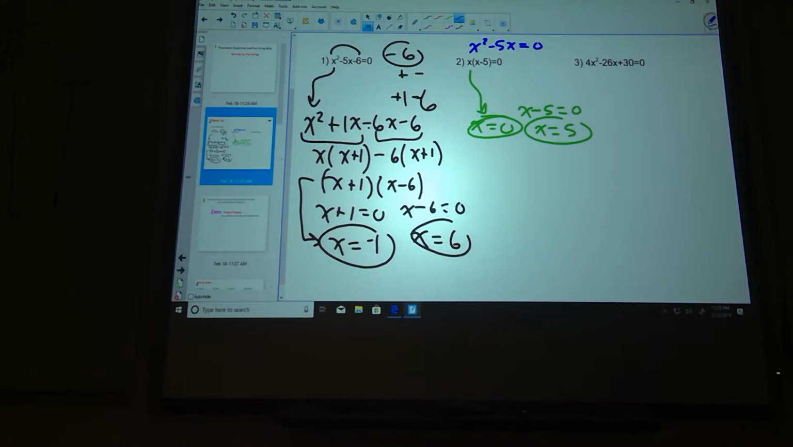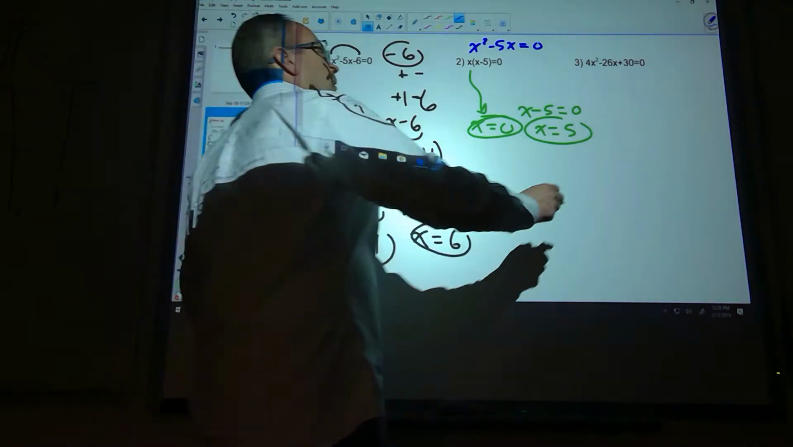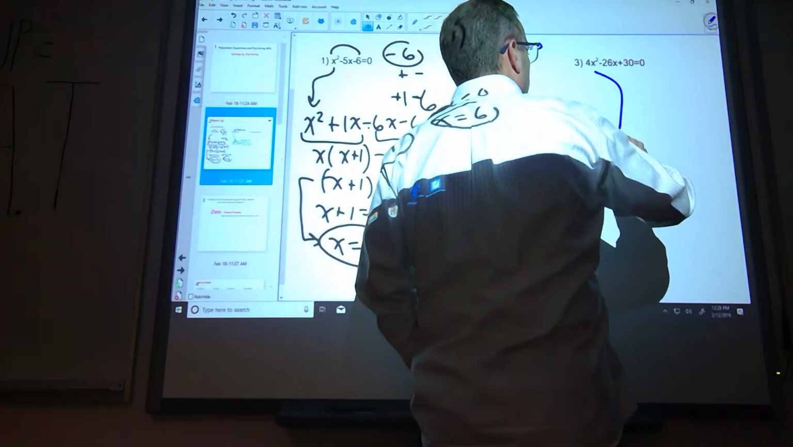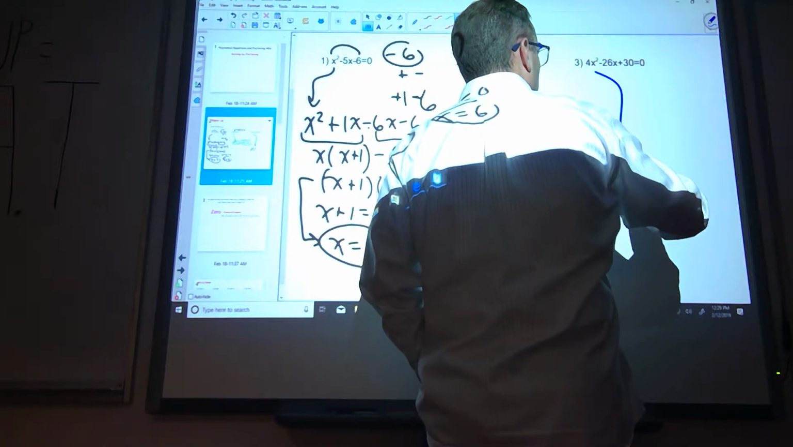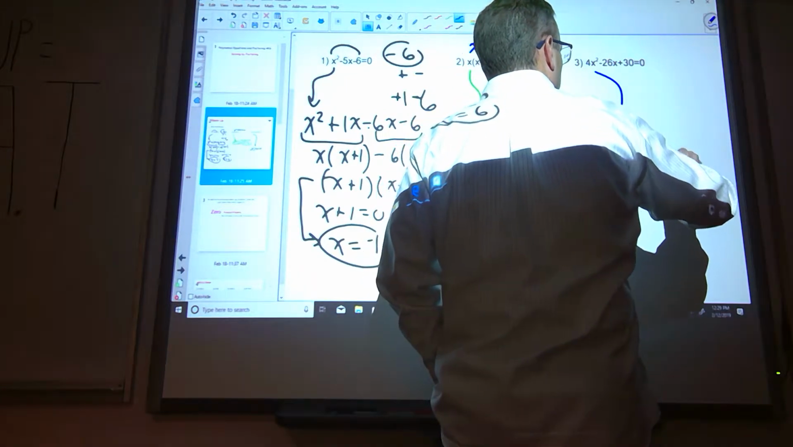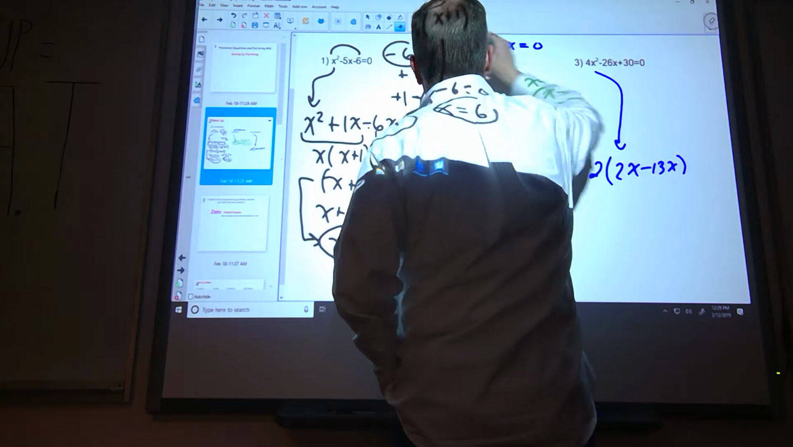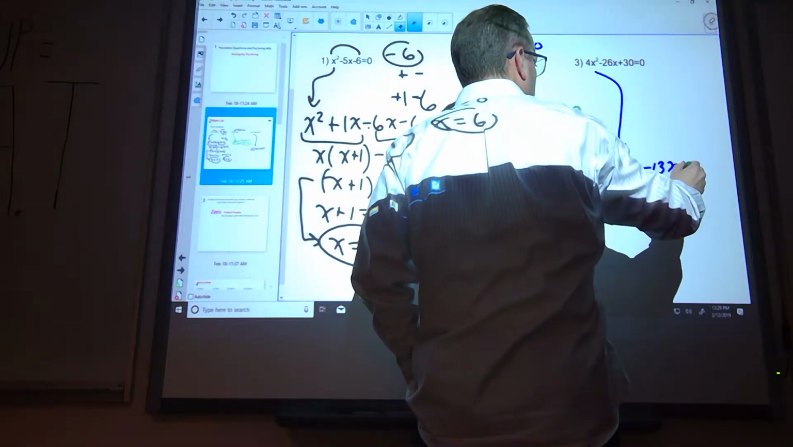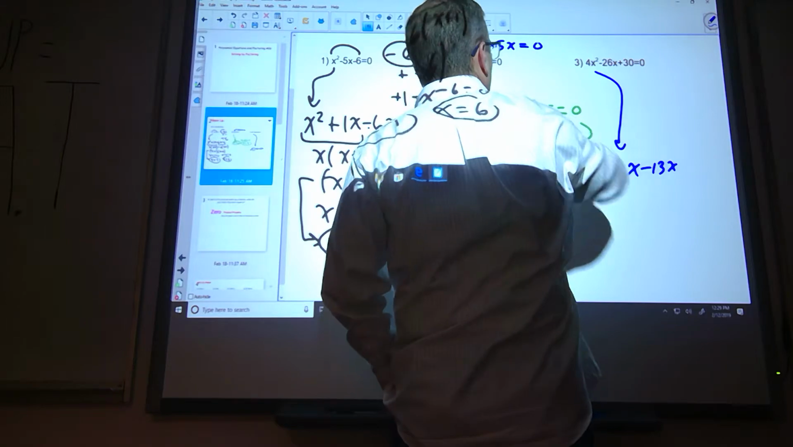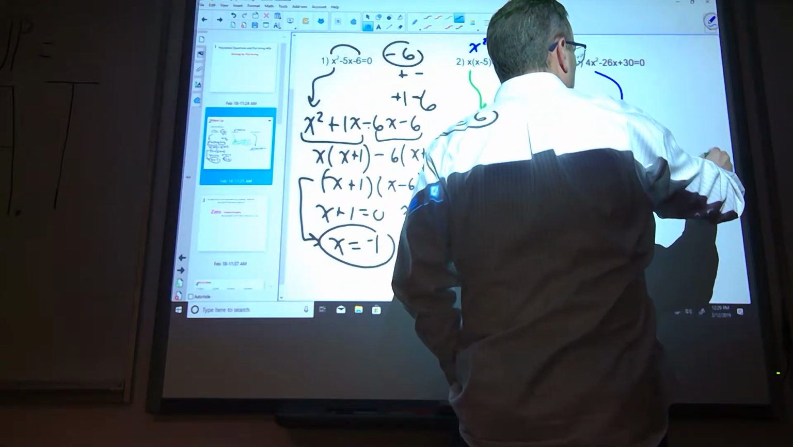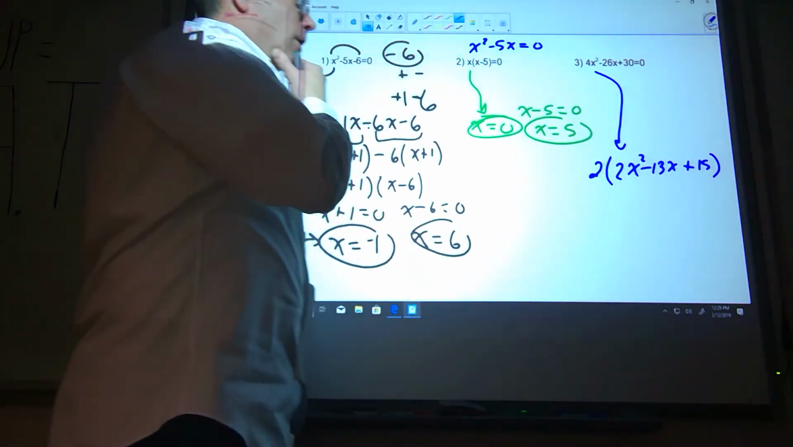Okay, number 3, we're factoring it, right? What can come out of all three of those terms? Don't include the 0 though. 2. Does everyone agree with 2? The reason we can't use 4 is 4 doesn't go into 26 and 4 also doesn't go into 30, right? So let's factor this. Yeah, thank you. Do you agree with that so far?